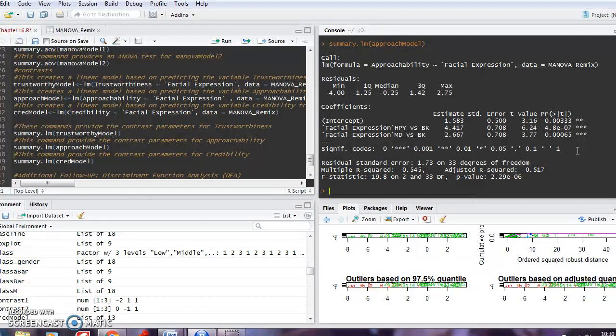Anyways, for the mad facial expression group versus the blank facial expression group, we see that there is a significant difference between the two. And we see it's pretty good. So as far as approachability, that checks out.